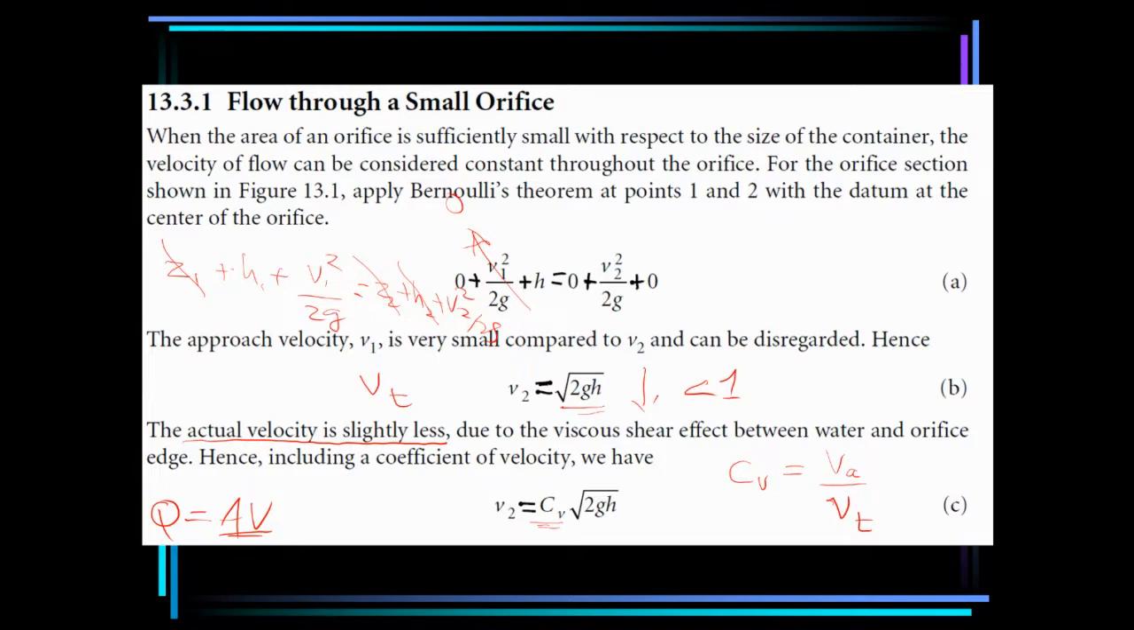And to get the actual velocity Va, we now multiply the coefficient of velocity times the theoretical velocity. So this is the theoretical velocity and this is the coefficient of velocity. When we multiply them out, we have Va, which is the actual velocity. If we are to go to the field and measure the velocity using any velocity measurement instrument, we will get this value, which is the actual velocity.